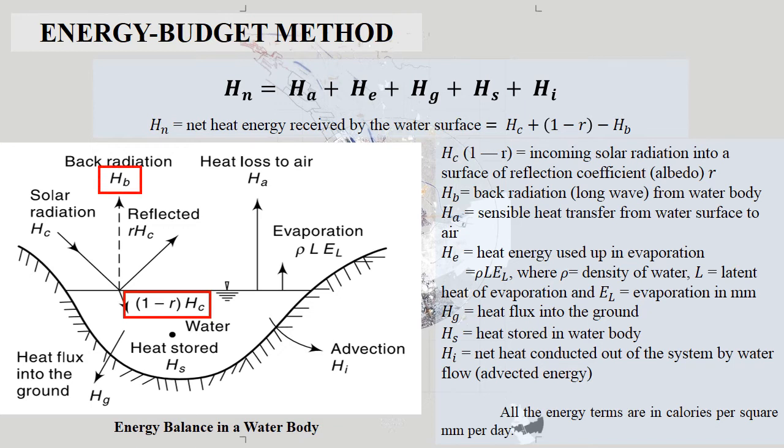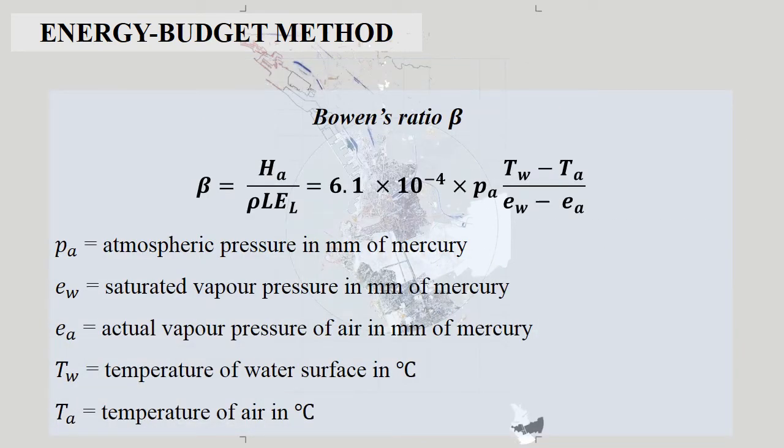Hb, back radiation long wave from water body. Ha, the sensible heat transfer from water surface to air. He is heat energy used up in evaporation, equivalent to density times L subscript E. Hg, heat flux into the ground. Hs, heat stored in water body. Hi, net heat conducted out of the system by water flow, or the advected energy. All the energy terms are in calories per square millimeter per day. All the terms except Ha can either be measured or evaluated indirectly.